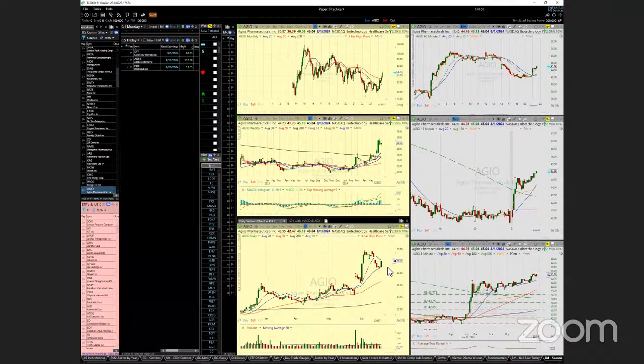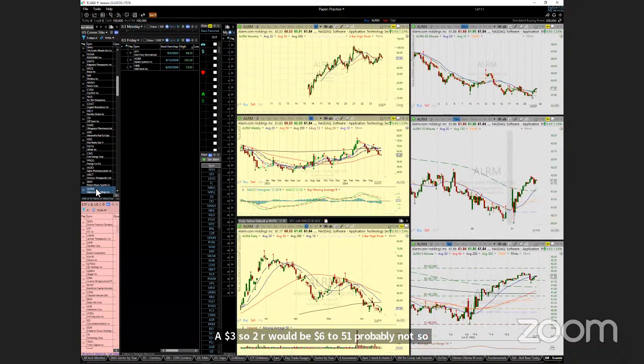So then sometimes I'll just do quick math here. Oh, that's the other way I've set up the chart. The red is the low of the day, the green is the high of the day. So I can quickly do that's about a $3 range. So 2R would be $6 to 51. Probably not.